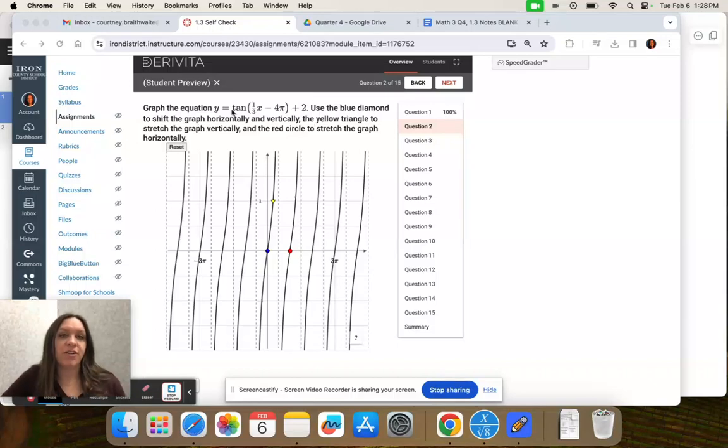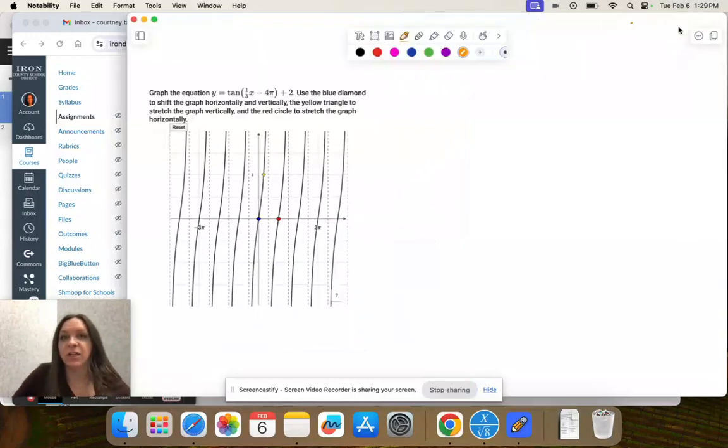Question 2, we want to graph the equation y equals tangent of 1/3 x minus 4 pi, plus 2. And we're going to use this to go vertical and horizontal. The yellow is our stretch, and then red is the period.